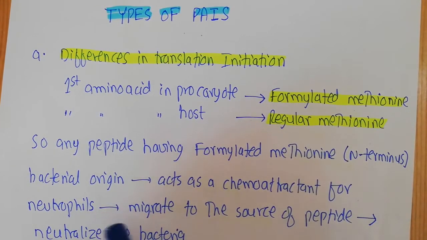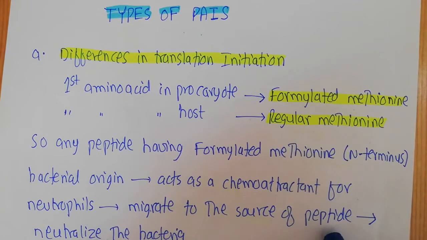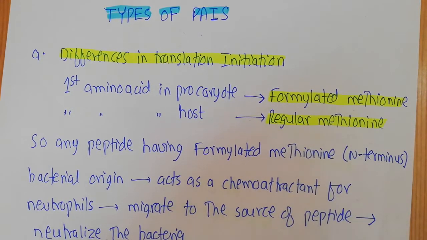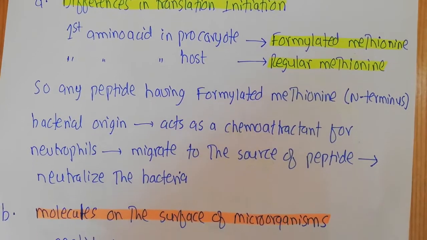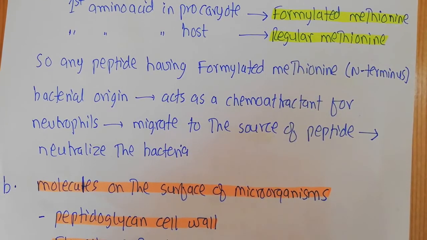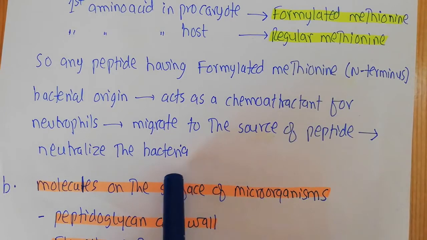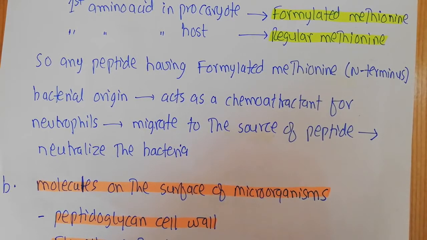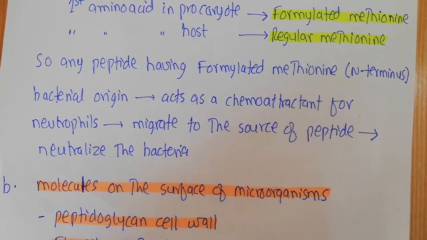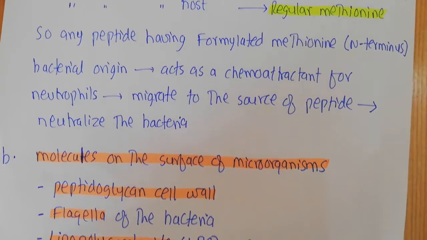The neutrophil is going to migrate towards the source of the peptide, and the source of the peptide, of course, will be the pathogenic bacteria that have entered the body, and when the neutrophils recognize them, they are going to neutralize the bacteria. So this is the first type of pathogen-associated immunostimulant: there are differences in the translation initiation of the prokaryote and the eukaryote, and the immune system can exploit this difference for neutralizing the pathogens.